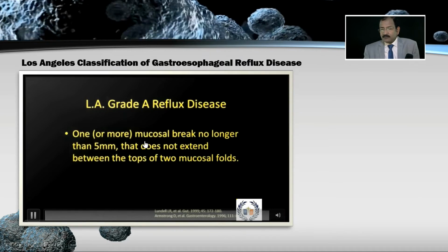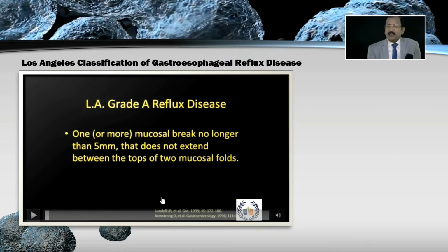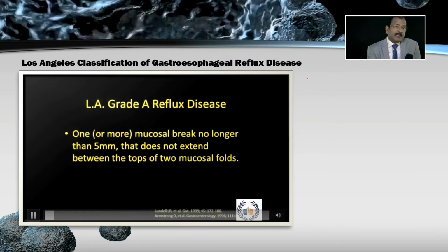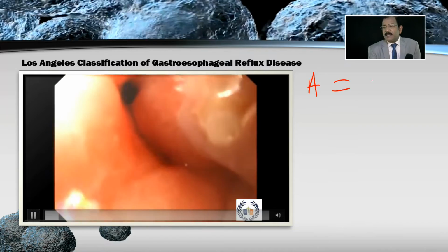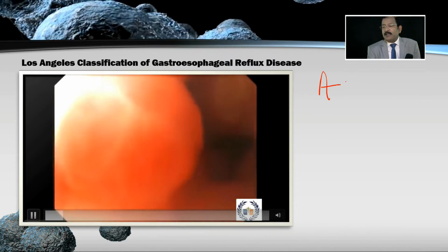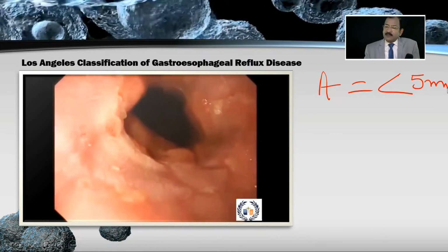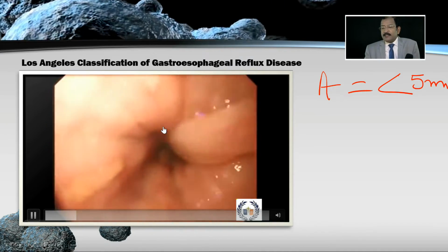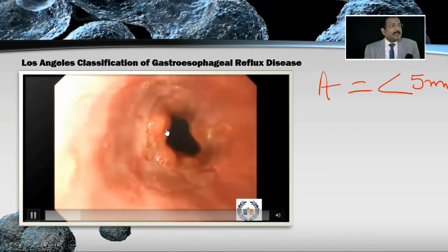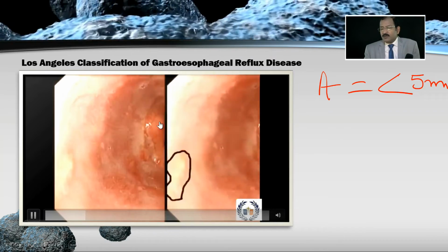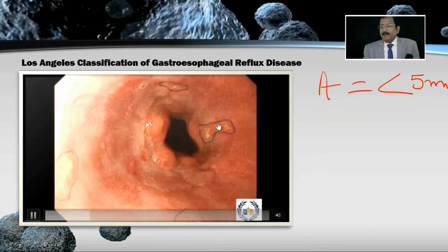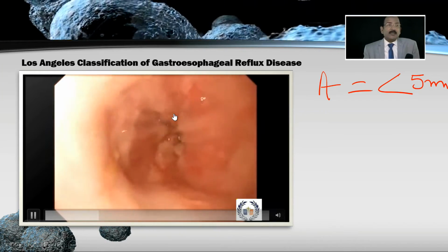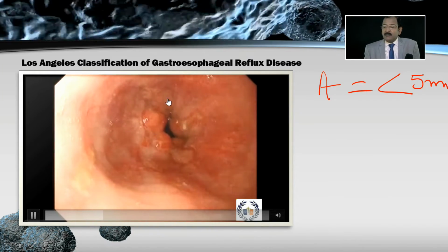Then the Los Angeles classification of GERD. Already you know that, but I will just tell you, any patient who comes for GERD, you have to classify the GERD. The standard international classification is the Los Angeles classification. It has A, B, C, D. In A it is equal to or less than 5 mm, and it is between two mucosal folds. We can see here these are small mucosal breaks, less than 5 mm, between two mucosal folds. So this is LA grade A. LA grade A is easily cured by medical therapy, but lifestyle changes have to be there. Smoking and alcohol must be stopped, and long-term medical therapy is required.